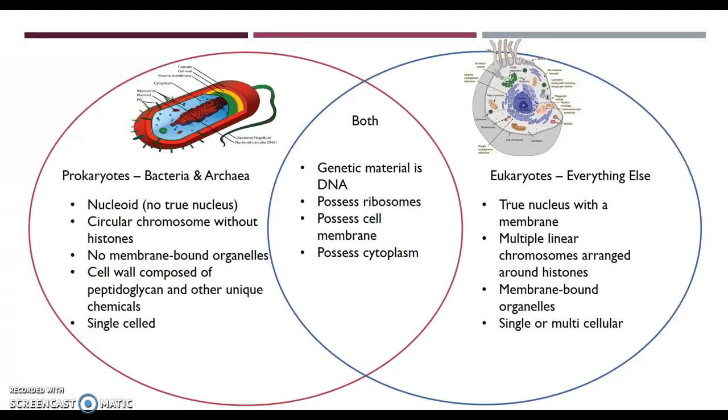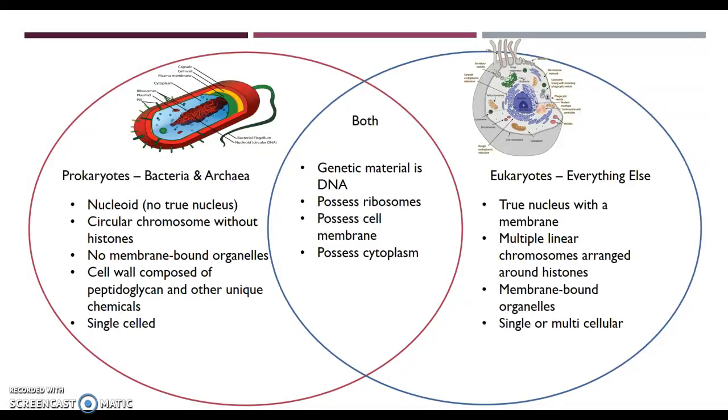So eukaryotes differ because they do have a true nucleus that is surrounded by a membrane. So their genetic material is enclosed within that membrane. Their chromosomes are linear and they have many. So if you think about humans, we have 46, or 23 pairs. And those chromosomes are arranged around histones that help with the replication and compaction of eukaryotic DNA. They also possess membrane-bound organelles that are found within the cytoplasm that perform a number of cellular functions. And eukaryotes can be found in both single and multicellular forms.